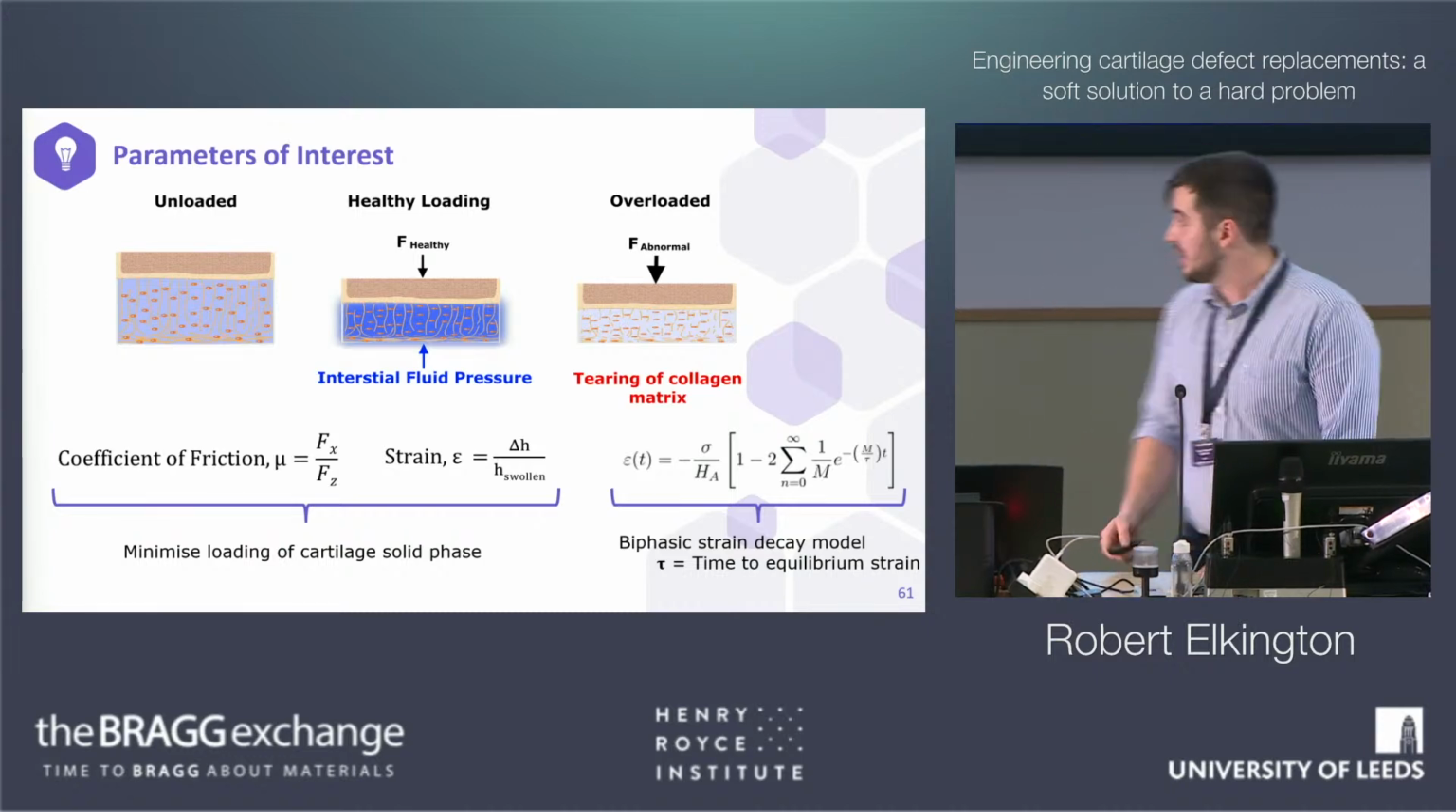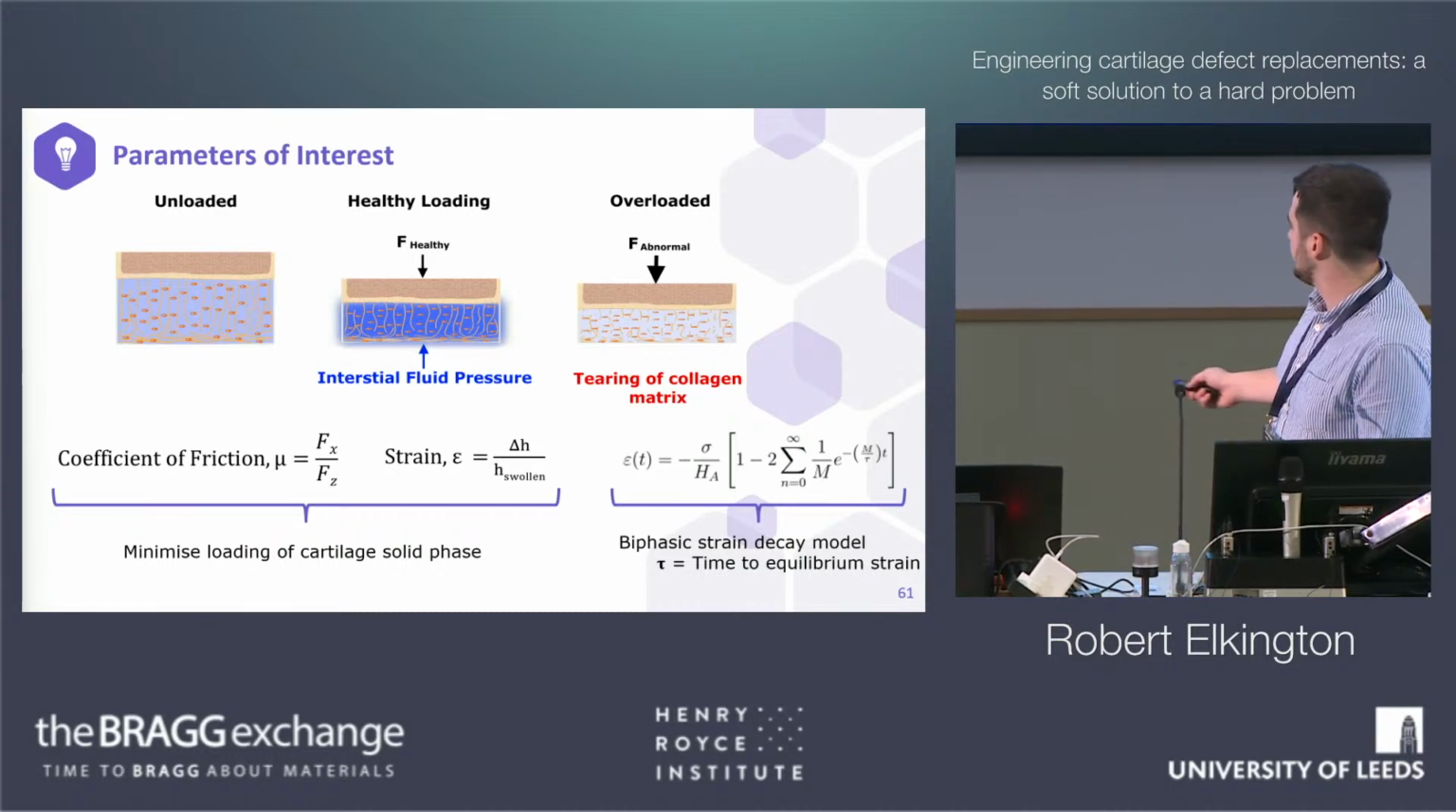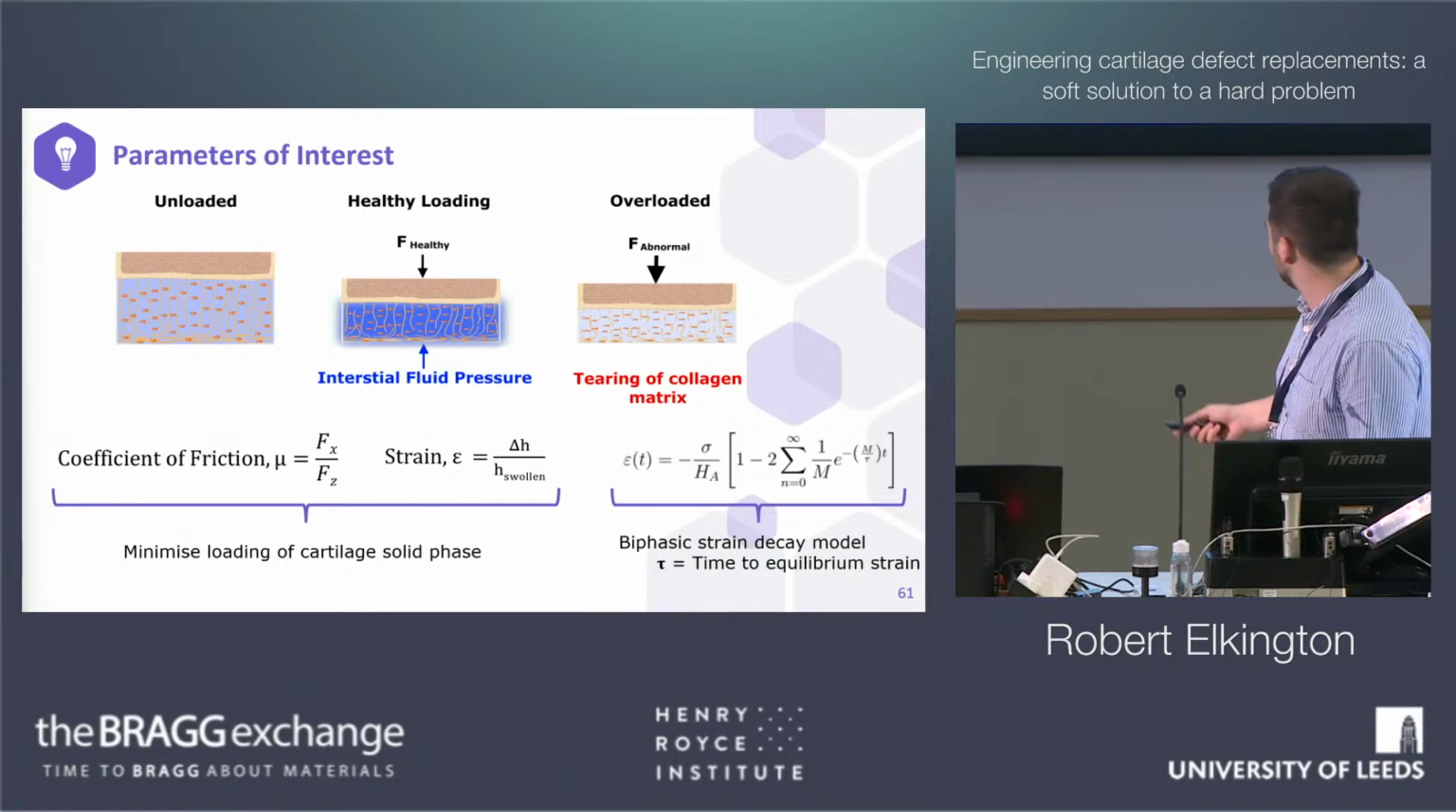So to analyze it with our test, we're going to look at a couple of very basic loading parameters to understand what's happening with the cartilage, and that's the friction coefficient. That's just the ratio of the shear force in sliding to the normal force, so the load, 30 newtons. And then the strain, which is a ratio of how compressed the cartilage is compared to its normal height. So again, we want to minimize this.